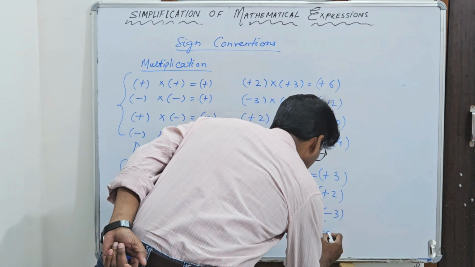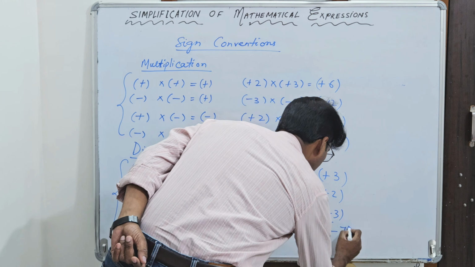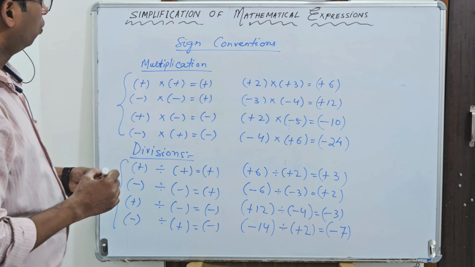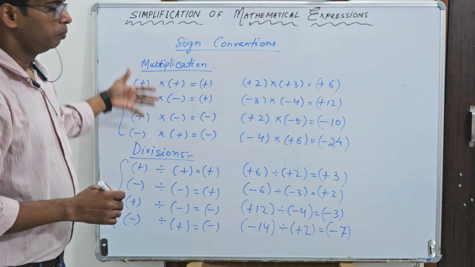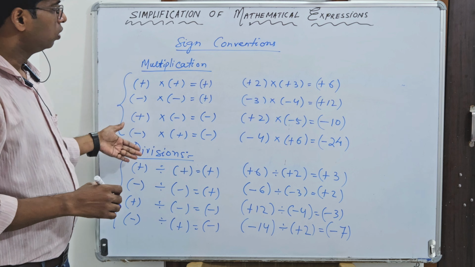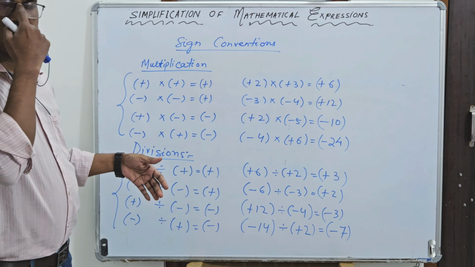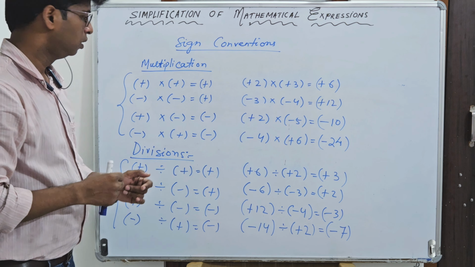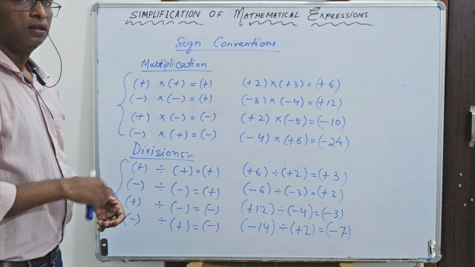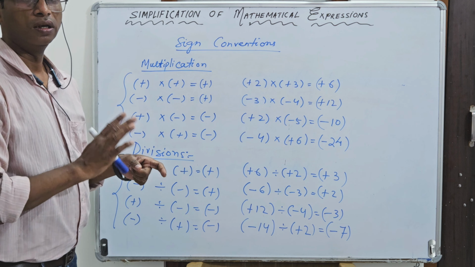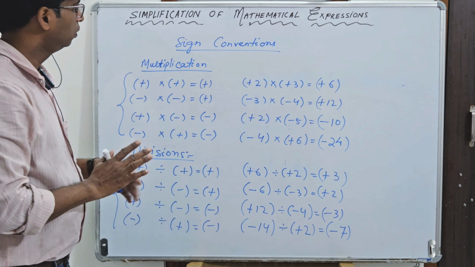What it will be? It will be minus 7. So you can see here why I am discussing this, because these are basic things which will be in the steps of simplification of mathematical expressions. If you forget these things, then the whole answer will be a wrong answer. So very carefully you have to do.